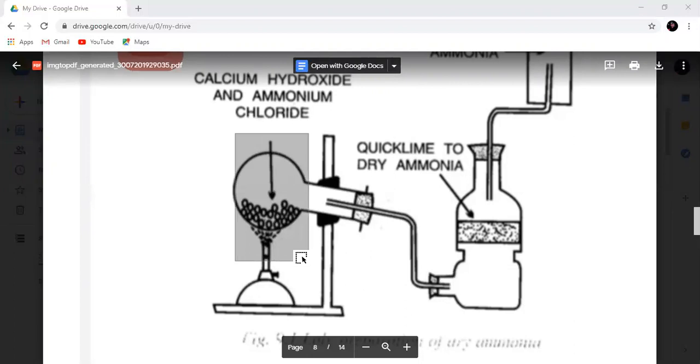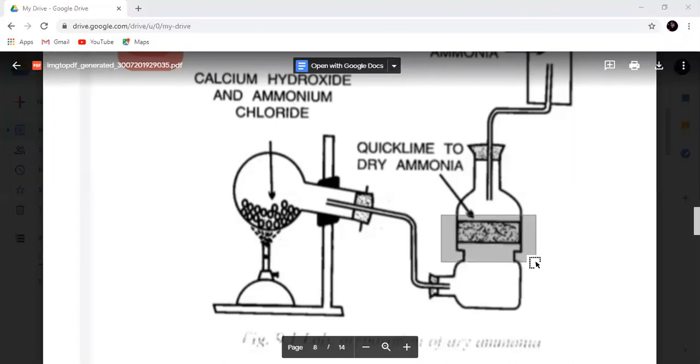And there will be a formation of what? Calcium chloride, with ammonia gas and the water molecule. It will pass through this delivery tube and move to this one, this tar. Here it is being collected by the downward displacement of air. Here there is somewhat water, because in the product formation the water is there, it is wet.